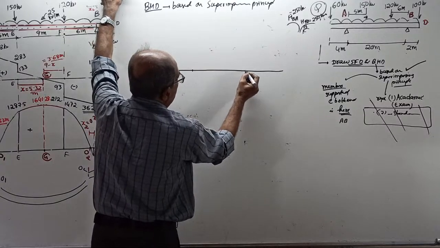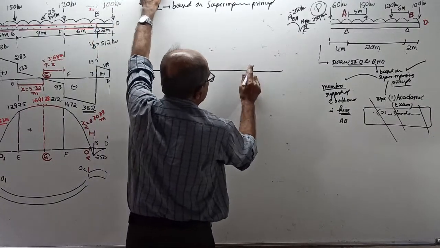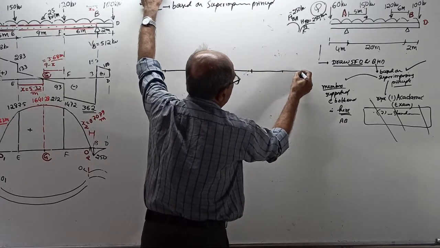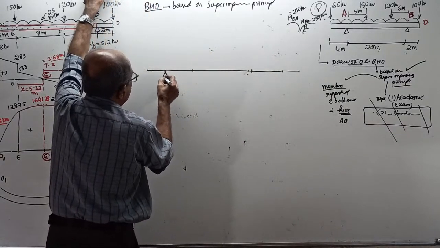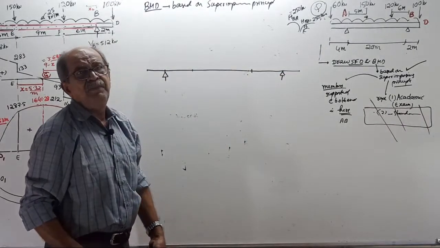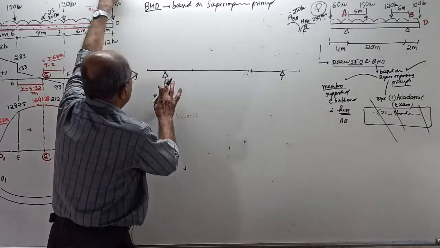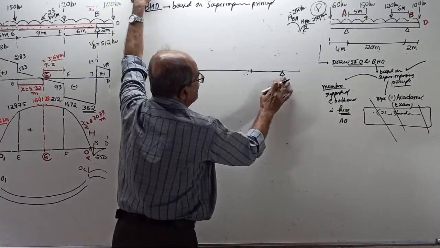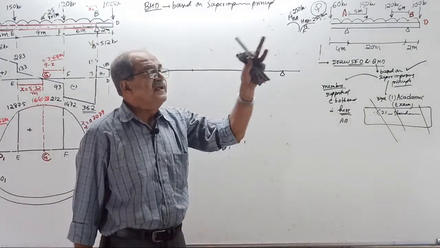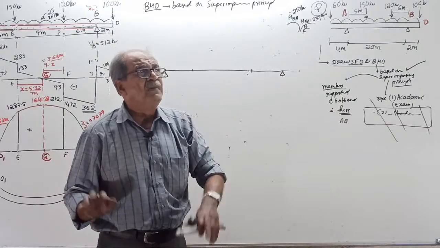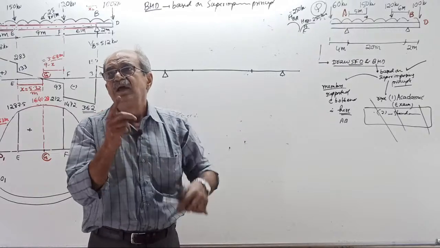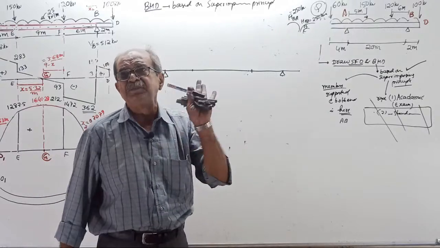5, 9, 6, 2. Okay, one support is here. Remember, if you are drawing the BMD based on the superimposing principle, these reactions are not required. See, not required. In the examination, if they want only the BMD, never waste time finding vertical reactions. Remember, that is when you go for the superimposing principle.